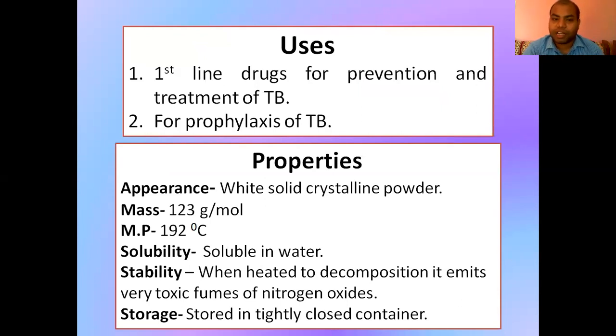As for the properties, it is a white crystalline powder having a mass of 123 gram per mole, and a melting point of 192 degrees centigrade. It is also soluble in water, but due to the presence of nitrogen, it can be decomposed by heating to release toxic fumes of nitrogen oxide. So it is also stored in a tightly closed container.